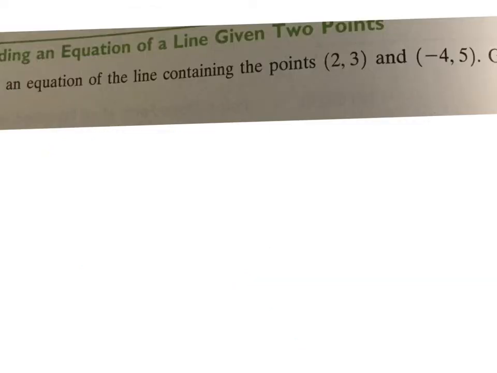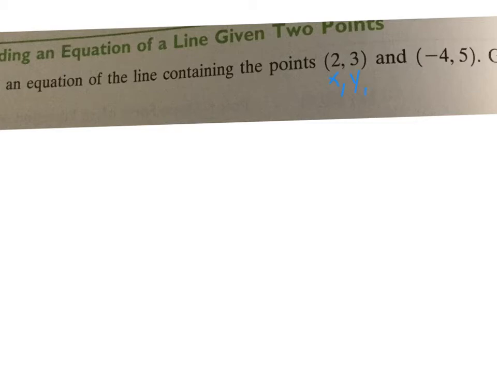Okay, let's look at this one. It tells me to find an equation of a line containing 2 points, and then it tells me to graph this line. So, if I'm going to write an equation of a line, what is it that I need? I need the slope, for sure, because the 2 ways we know how to write an equation are point-slope form and slope-intercept form. So how could I find the slope given 2 points? Good, use the slope formula.